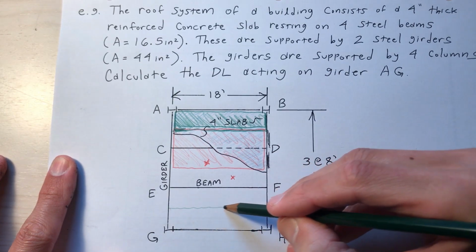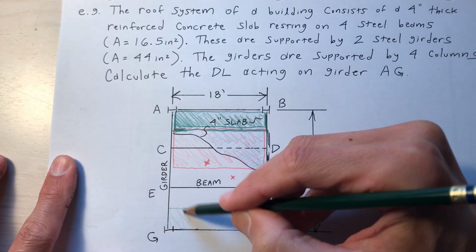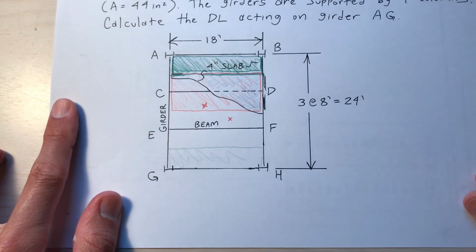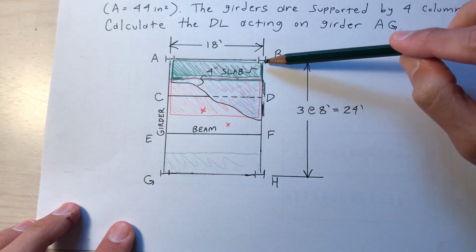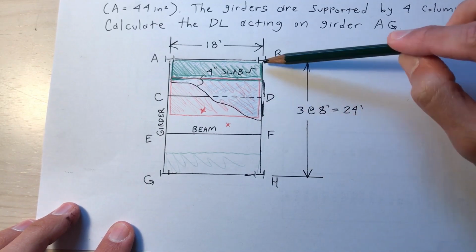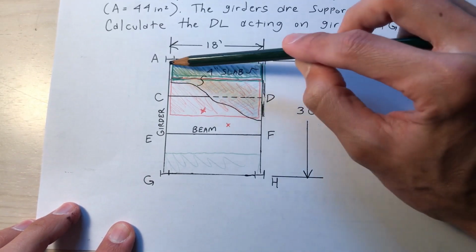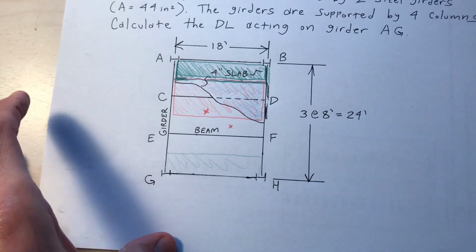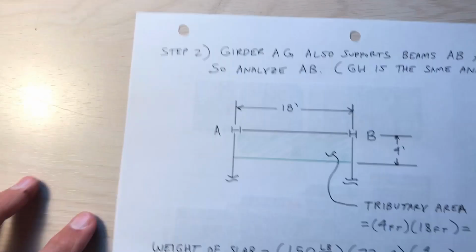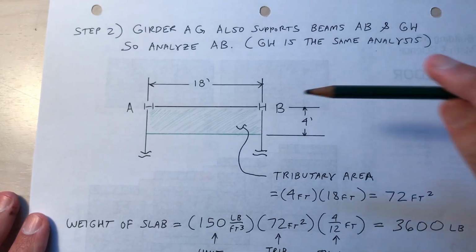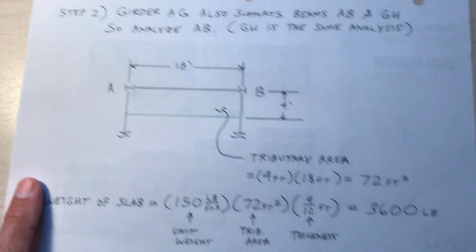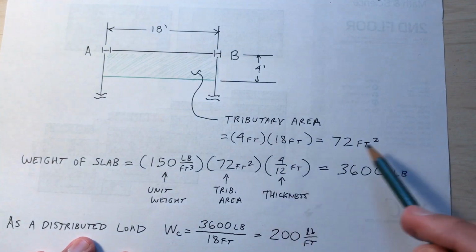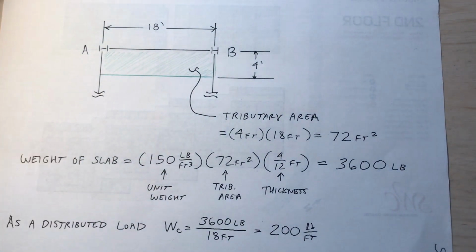It'd be the same area for GH, the same size. Tributary area for GH. Do you see that? So how wide is it? This is 8 feet from B to D, so 4 feet along there, 18 feet long. Okay. So that's what I've drawn here. The tributary area, 4 feet wide, 18-foot span. Calculate that tributary area, it's 72 square feet.